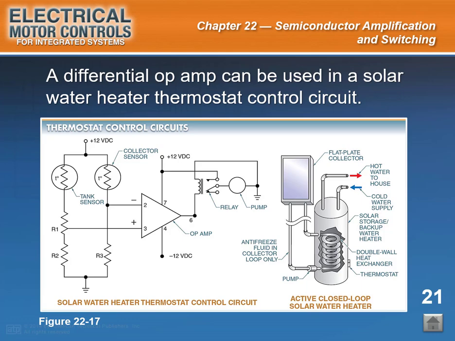Because the output of an op-amp has very little power output capabilities, an interface device, such as an amplifier or control relay, must be used to control higher power loads, such as a water pump in a hot water system.